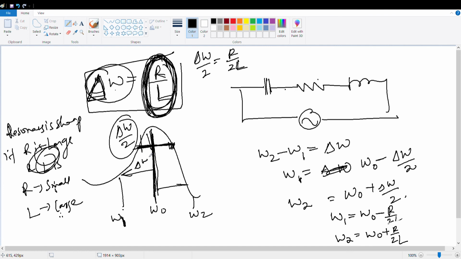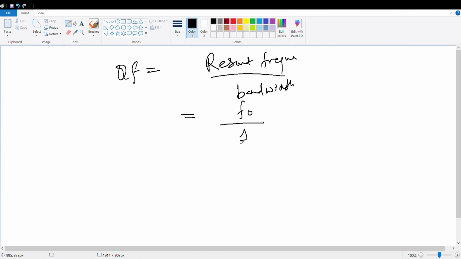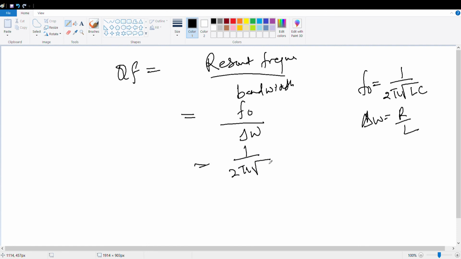Next, we come to quality factor. What is quality factor? Your quality factor is nothing but resonance frequency divided by bandwidth. The resonance frequency is F naught, and bandwidth is delta W. Your F naught is 1 by 2 pi root LC. And delta W is R by L. So let us substitute the value: 1 by 2 pi root LC divided by R by L. Correct?